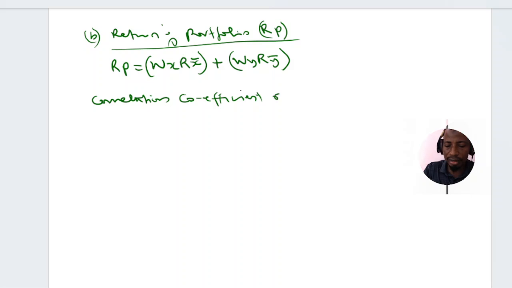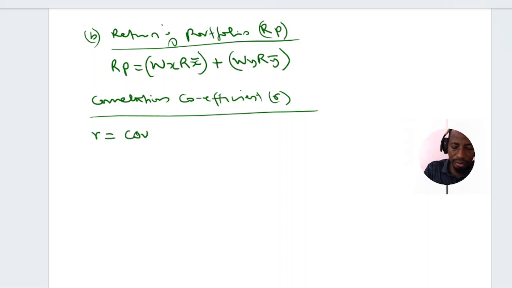Okay, denoted as R. The correlation coefficient is computed. R will be computed as the covariance between security X and Y. Let me shorten the covariance: covariance between security X and Y divided by the standard deviation of security X multiplied by the standard deviation of security Y.